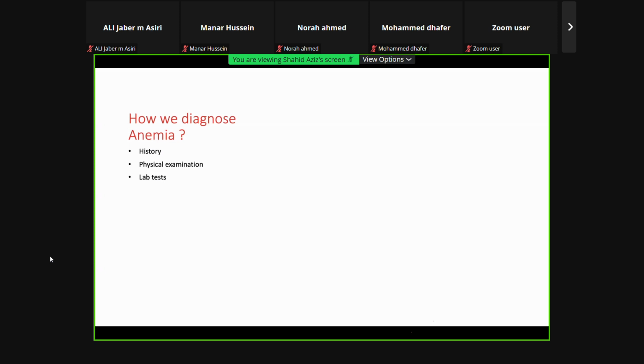You will do hemoglobin electrophoresis. And depending upon the type of anemia, you may check for serum ferritin, serum iron levels, or vitamin B12 levels, or folic acid levels, or other causes of anemia according to the different individual presentation of the patients.